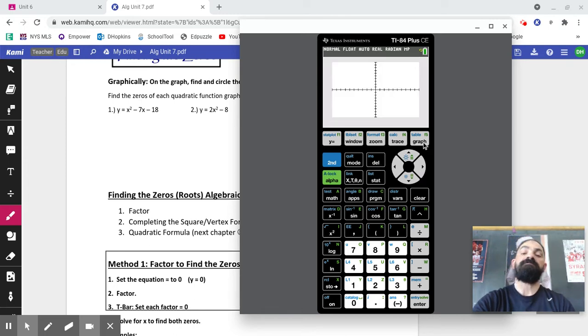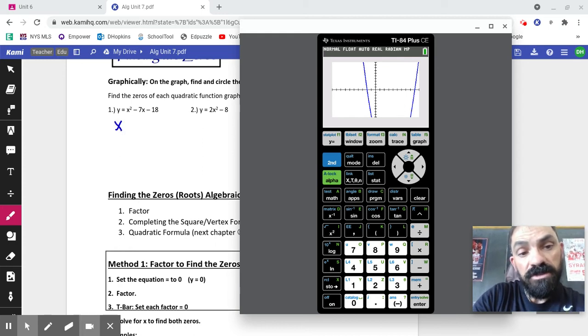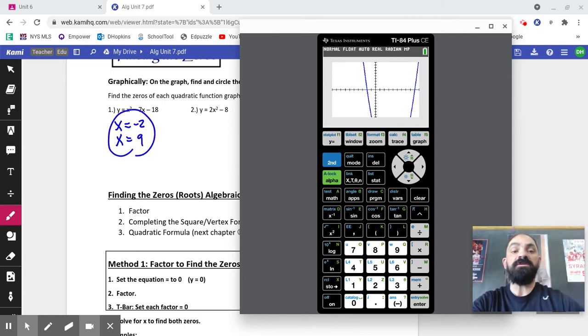And let's go to graph. Where it crosses the x-axis are the zeros. So it looks like we have -2 here and 9 here. So x equals -2 and x equals 9. Those again are called zeros, also known as roots. We may see it written either way. They could be called the roots or they're zeros.